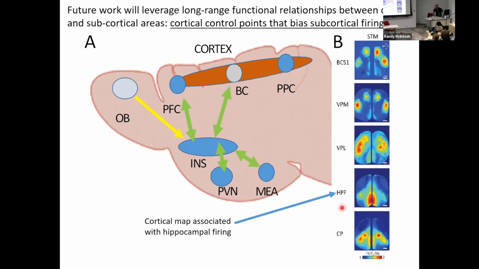And these are maps based on, so we've made a spike triggered map. This is recording spikes in the hippocampus, and then we average cortical activity, and we find a nice connection with the retrosplenial cortex. So we can see these connectivity relationships.